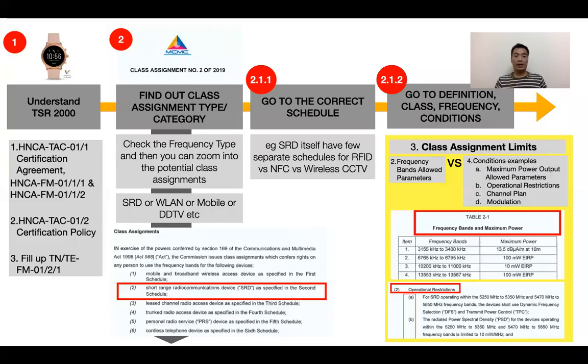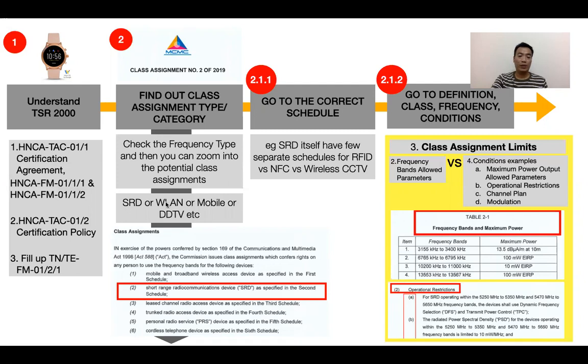Okay, and these are in detail to help you understand better about your type approval requirements. You need to go to the MCMC website to download the TSR 2000, or the Technical Specification Requirement 2000, to find out more about your class assignments and the type or category of your product. Okay, check the frequency type. You can zoom into the potential class assignments.